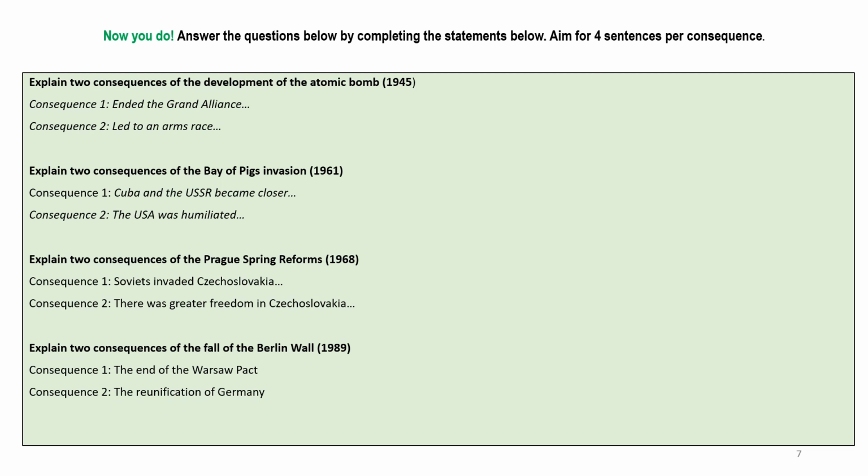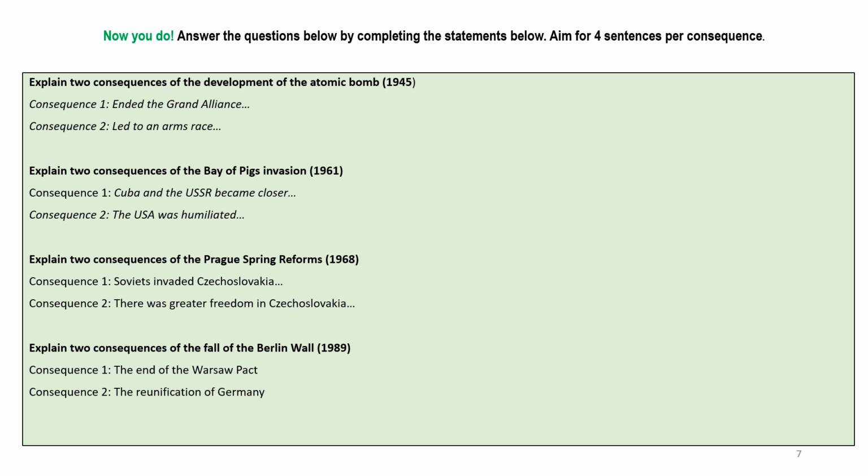Now, on this page, 2 consequences have been given to you to help your revision. So the first consequence is that it ended the Grand Alliance. So that means that because of the development of the atomic bomb, the Grand Alliance, which if you remember was Britain, France, the USA and the Soviet Union, ended. They no longer worked together in the same way. So your job is to add detail to that from your revision. So remember to use your revision guides, either the electronic one or the paper copy, which you will have already gone through.